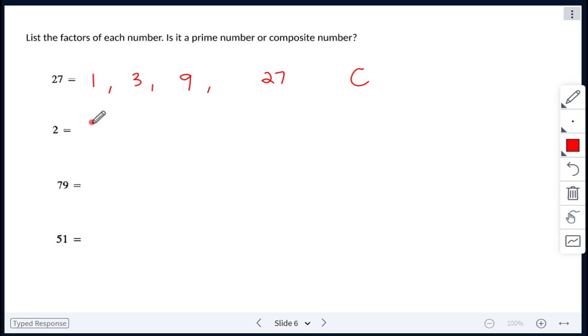2 we had already done. The only two factors for 2 are 1 and 2, so therefore this is a prime number. For 79, there are only two factors, just 1 and 79, so therefore it is prime. For 51, it looks like it would be prime, but we have 1 and 51, but then also 3 and 17 give us 51 as well. So that would be a composite number.